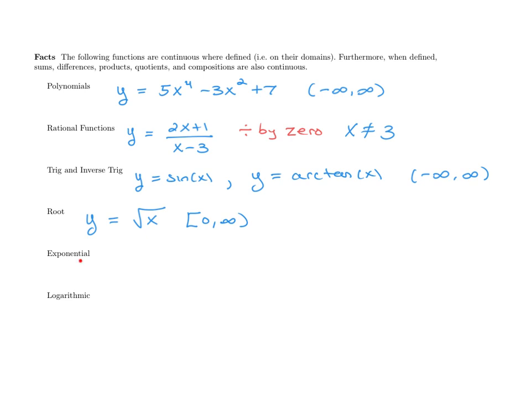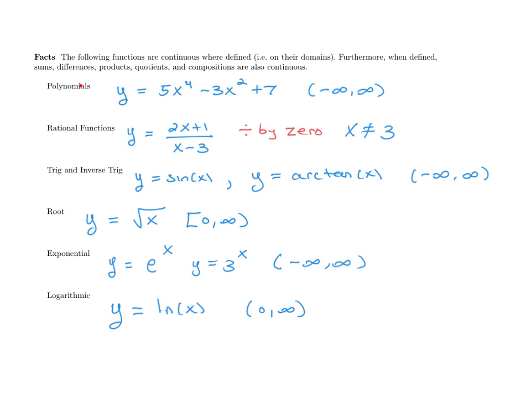Last two functions to consider are exponential functions. So things like y is equal to e to the x, or maybe y is equal to 3 to the x. Those are also continuous for every single number you could plug in place of x. And lastly, log functions like the natural log of x. Wherever it's defined, it's continuous. And the place where this function is defined is for all positive numbers.